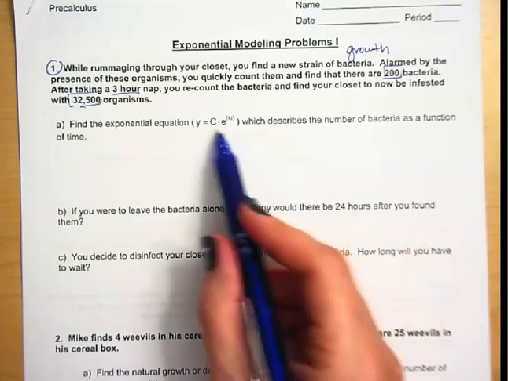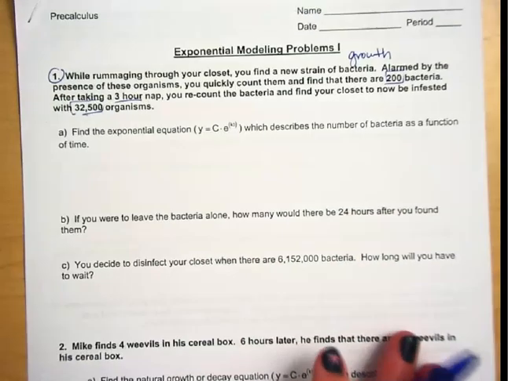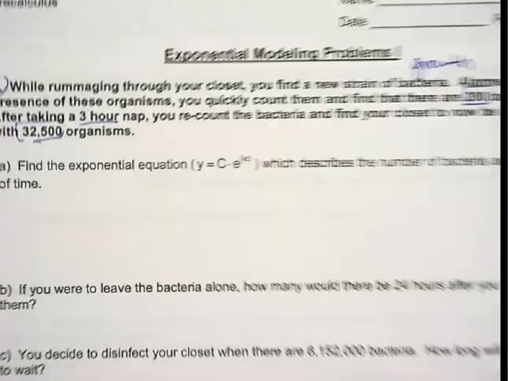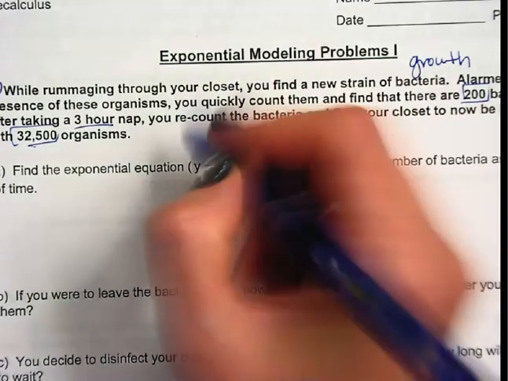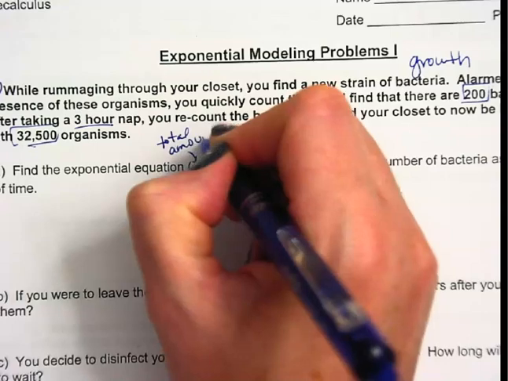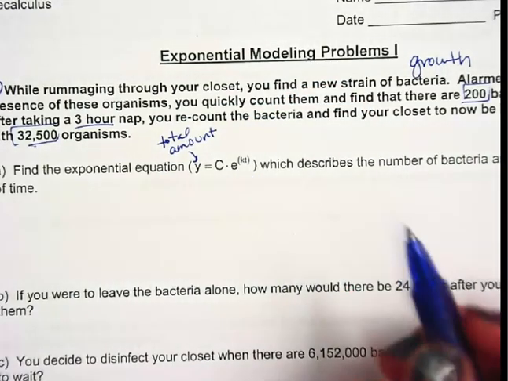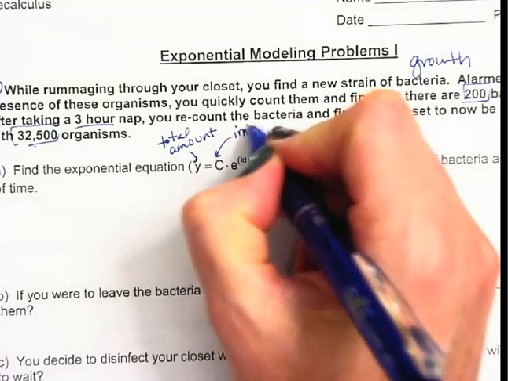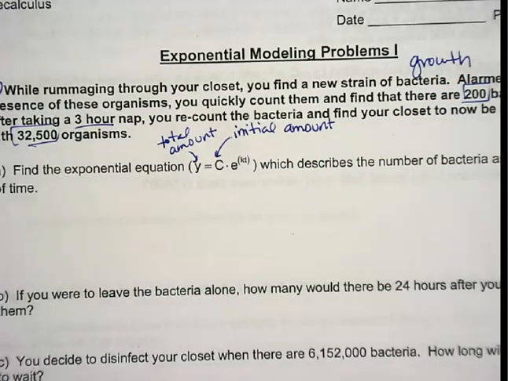Let's talk for a minute about what the variables stand for. So remember that e is not a variable. It is the number that represents 2.71828, and so forth and so on. y is a variable that stands for the total amount of organisms at a particular time. It depends on how much time has passed, t. c is the initial amount at the very beginning of the situation when no time has passed. So when we find the 200, that's at time 0.